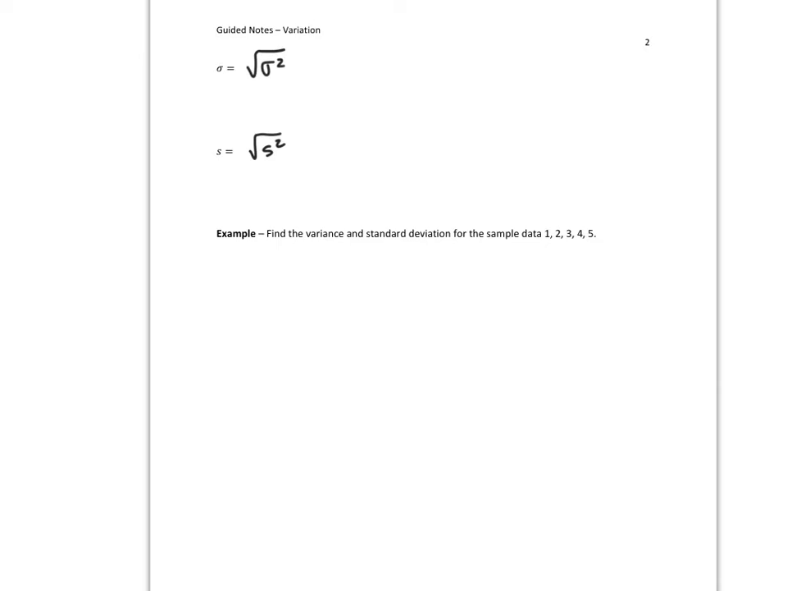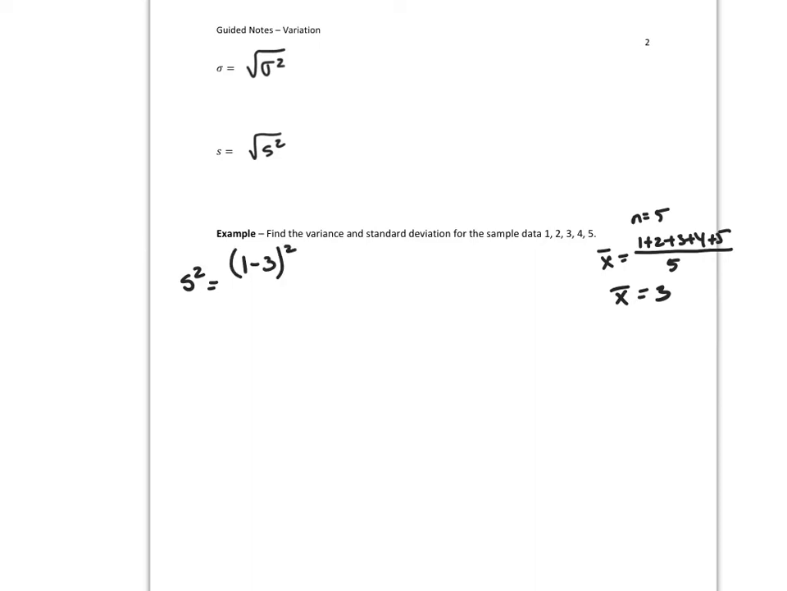For this set of numbers, 1, 2, 3, 4, 5, n is 5, and we have to know the mean. So x bar will be 1 plus 2 plus 3 plus 4 plus 5 divided by 5, and that's going to be 3. So x bar equals 3. Now, sample, so we're finding s squared, and this is the variance we're finding. We'll take our first data point, which is 1. We subtract the mean, which is 3, and we square it.